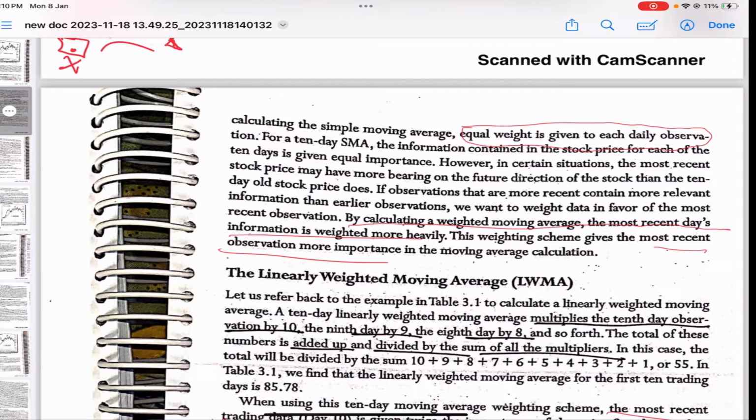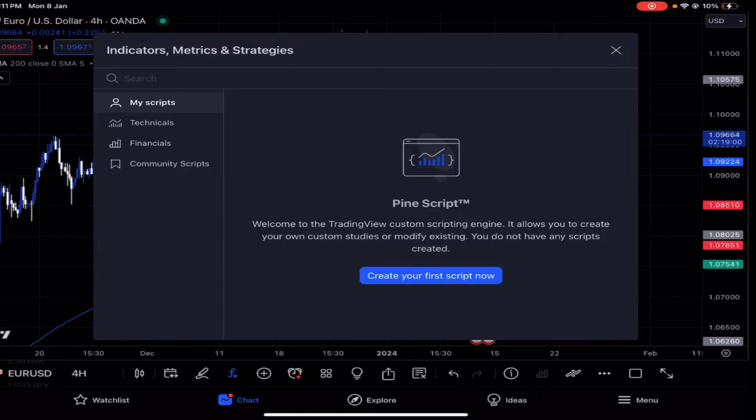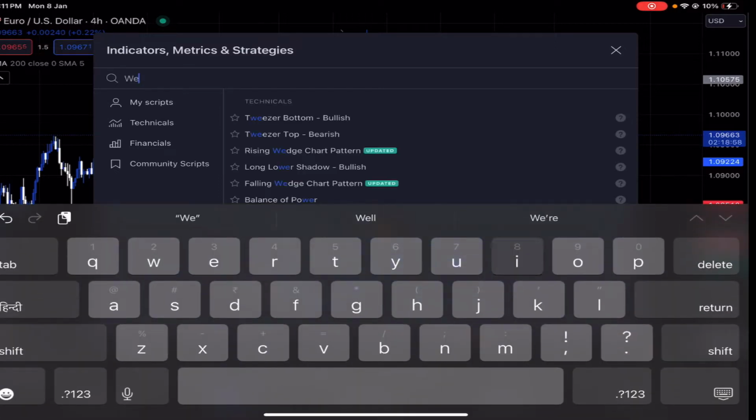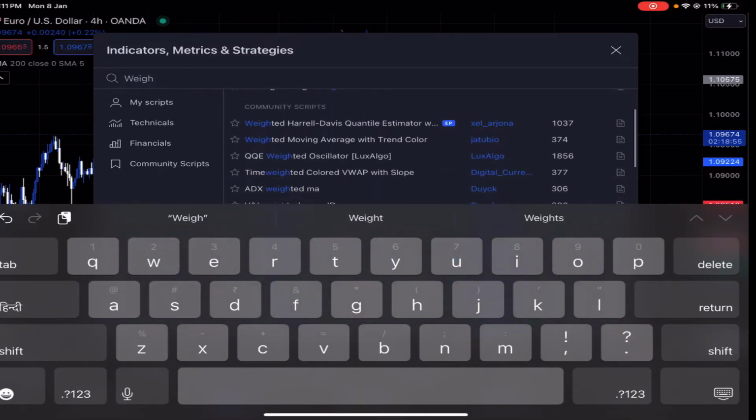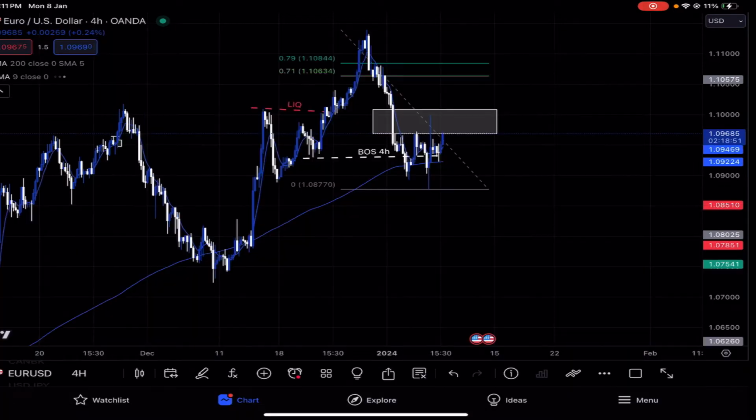So why was weighted moving average invented in the first place? It was invented because of the drop-off effect and the equal weight effect which the simple moving average had. To counter that problem, weighted moving average came into the picture. Now weighted moving average basically gave more weightage to the recent data. Coming to the weighted moving average, if you are wondering about how to set it, just go here and type weighted moving average. You will get it. Moving average weighted. So you can just do that.